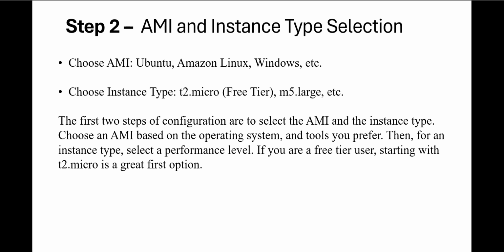Choose an AMI based on the operating systems and tools you prefer. Then, for an instance type, select a performance level. If you are a free tier user, starting with a T2 micro is a great first option.